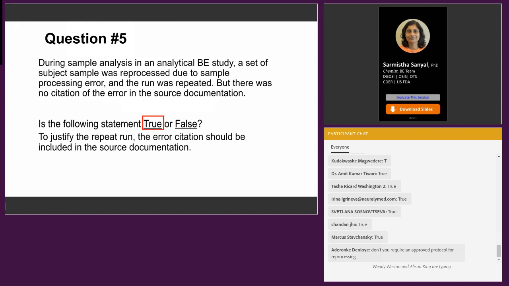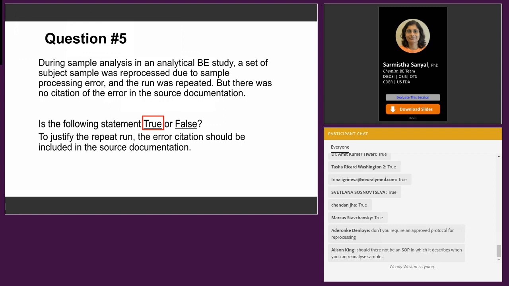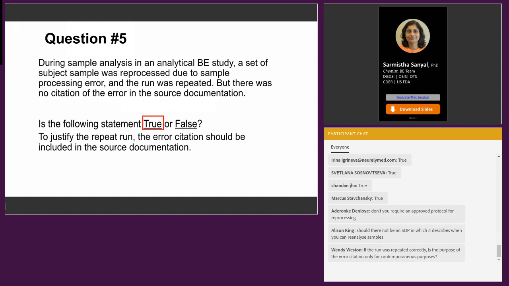I saw a comment here: don't you require an approved protocol for reprocessing? Yes, your protocol or SOP should clearly state when you should reprocess your samples. But the point I want to make here is that, let's say there is an incident where reprocessing is warranted, even then you should have proper documentation to make sure you write down everything that happened and the reason why you are reprocessing the samples.